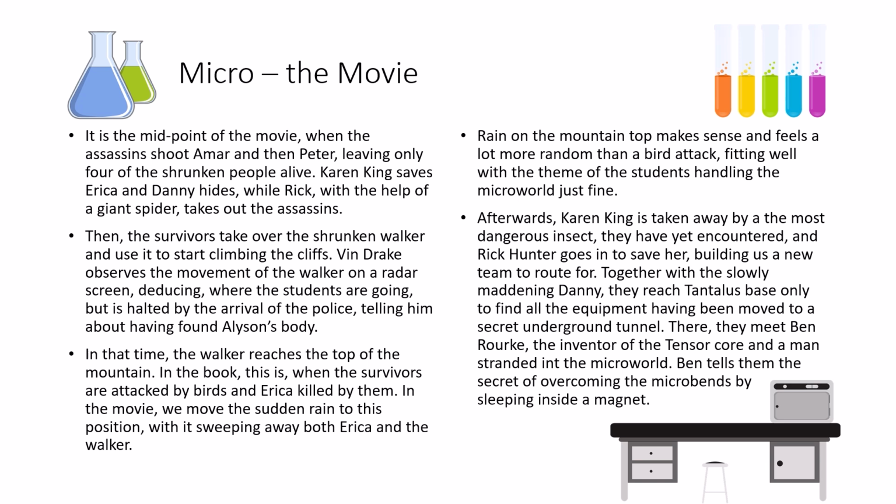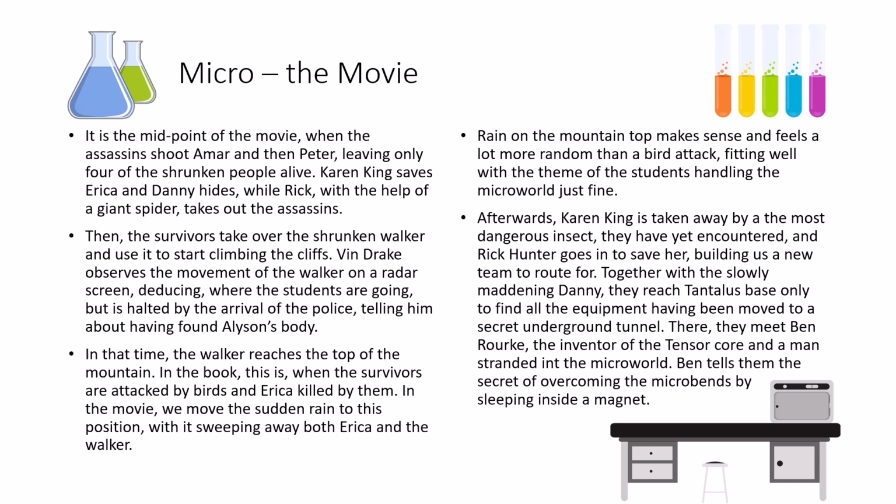It is the midpoint of the movie, when the assassins shoot Amar and then Peter, leaving only 4 of the shrunken people alive. Karen King saves Erica and Danny hides, while Rick, with the help of a giant spider, takes out the assassins. Then, the survivors take over the shrunken walker and use it to start climbing the cliffs.